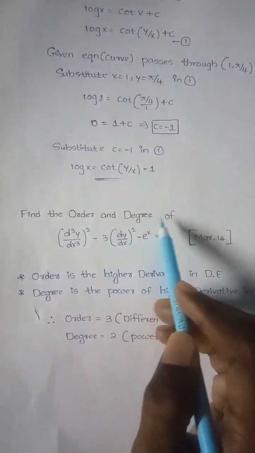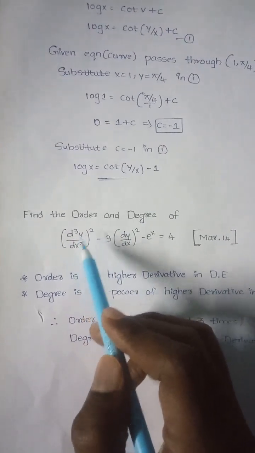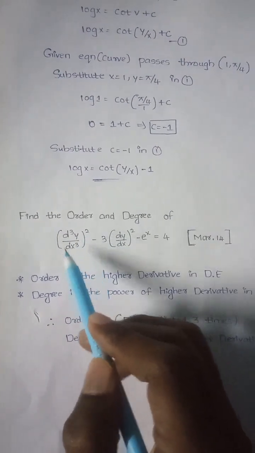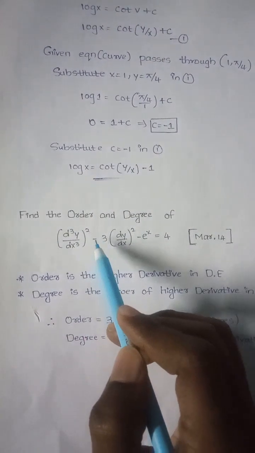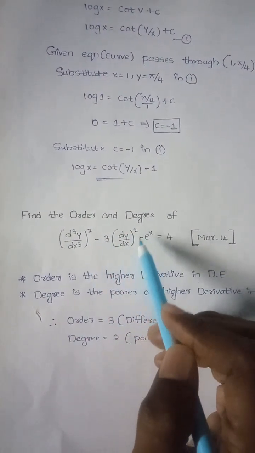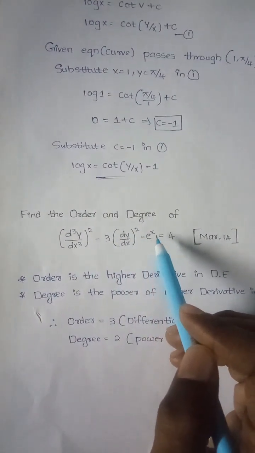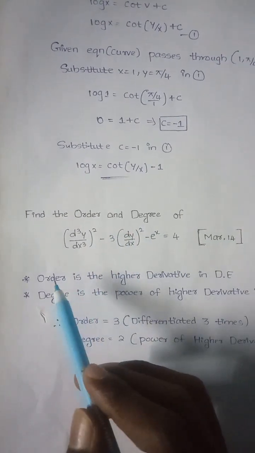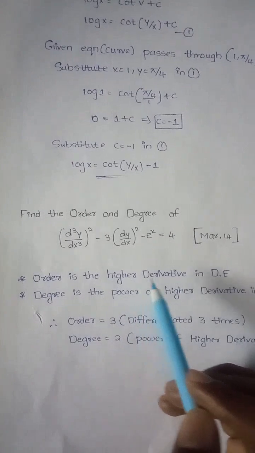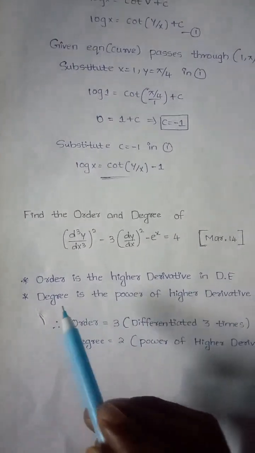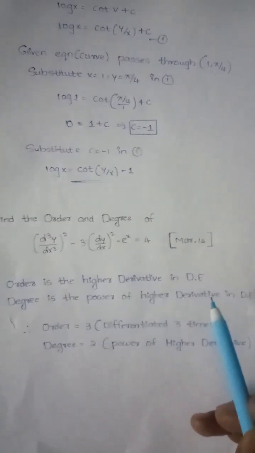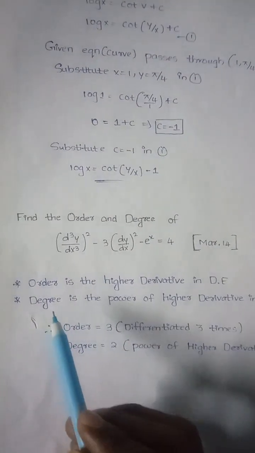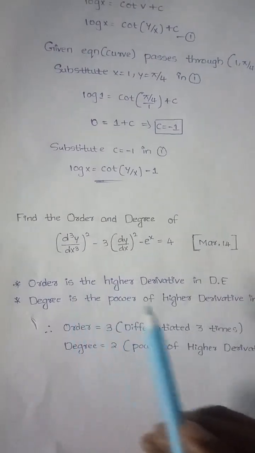Find the order and degree of the differential equation (d cube y by dx cube) whole power 2 minus 3 into (dy by dx) whole power 2 minus e power x is equal to 4. Right, here you need to remember two things. Order is the highest derivative in a differential equation and degree is the power of the highest derivative, which means degree is the power of order, right?